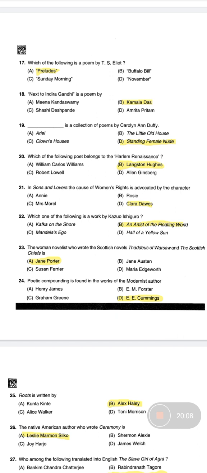And do you all know what the Harlem Renaissance is? Harlem Renaissance was like an era, an intellectual and cultural revival of African American music, dance, art, and fashion in New York. It started in the 1920s.